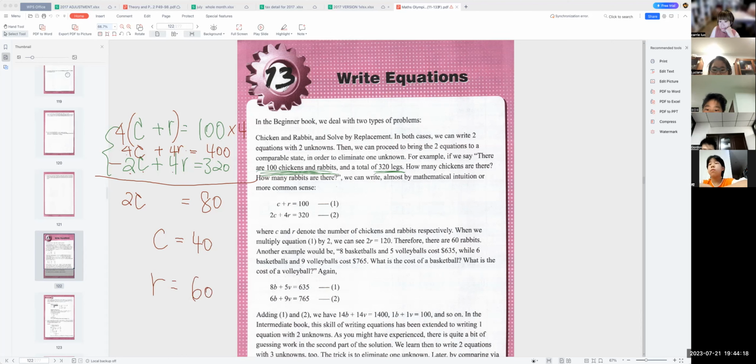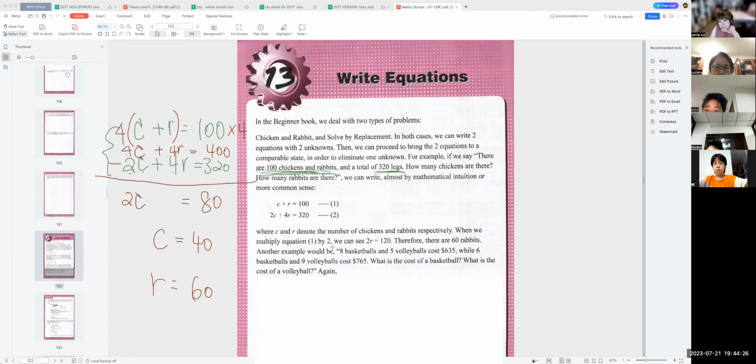Get it, everybody? Okay, so now everybody, we're going to do a very quick reminder. So let's take a look at this one. So there are 8 basketballs and 5 volleyballs cost $635, where 6 basketballs and 9 volleyballs cost $765. What is the cost of basketball and what is the cost of the volleyball?